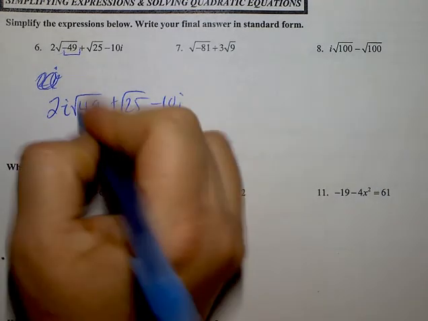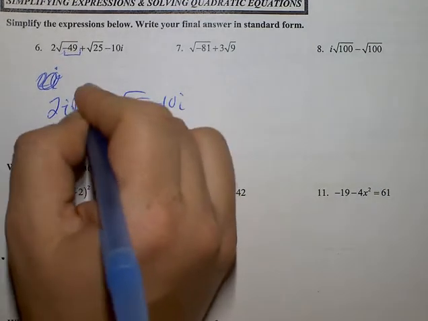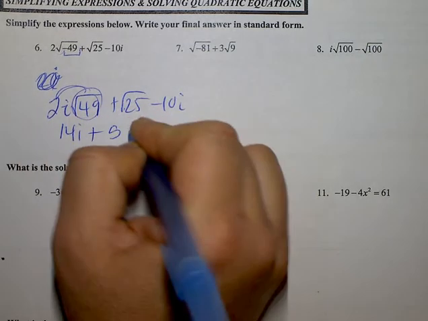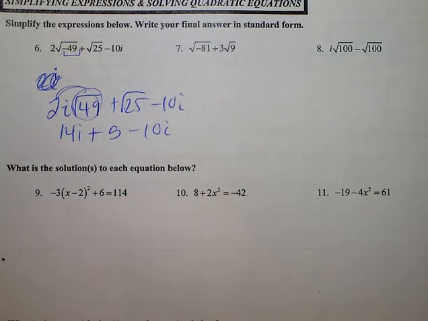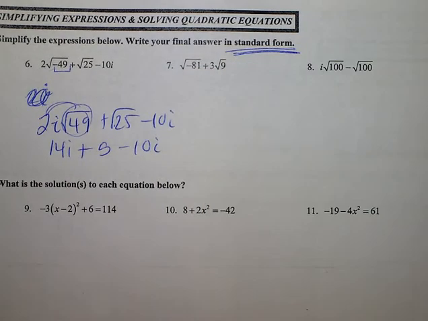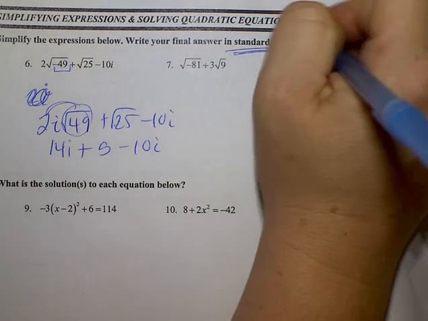Here's what I worry about. Square root of 49 is 7. 7 times 2 is 14. I worry that you are going to write your final answer incorrectly, but you know how to do it. Here's the thing. Underline the words standard form. Standard form means the real portion followed by the imaginary.